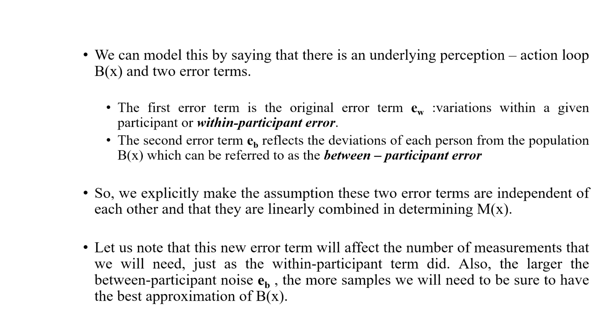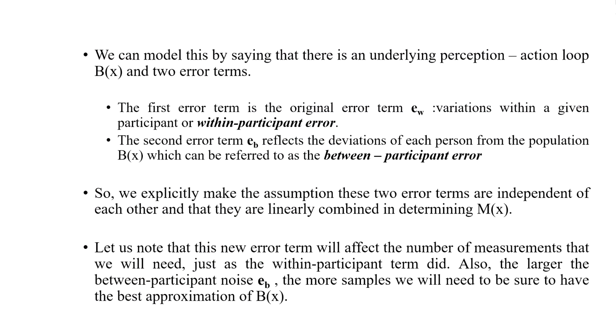We can model it in two ways. We can basically look at two kinds of error terms here. The first error term is this original error term EW. This is called the within participant error term. So, within participant, if you compare measurements trial 1, trial 2, trial 3, trial 4 and so on, there will be some variation in this error term, and that is called EW or within participant error term.